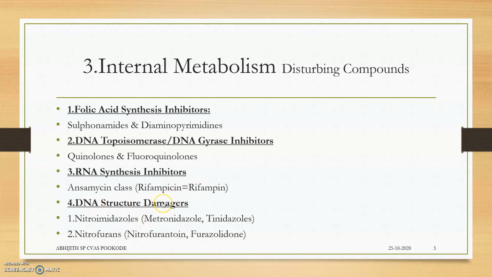The next one is DNA structure damaging drugs. We don't have a proper term like that, but these are simply the drugs which damage the DNA structure. They act on the DNA and produce many misfoldings and misreadings in the DNA structure. They belong to two classes, that is nitrofurans and nitroimidazoles. Metronidazole and tinidazole belong to the nitroimidazole class, and furazolidone and nitrofurantoin belong to the nitrofuran class.